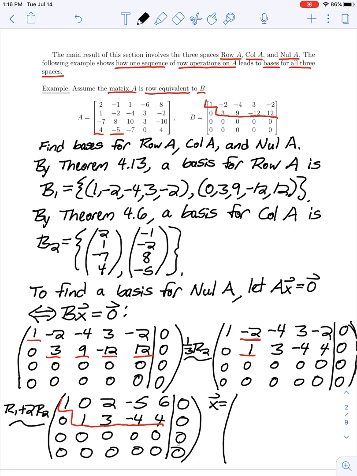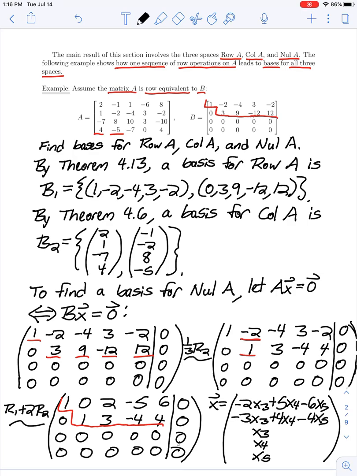x1, which using the first row of our augmented matrix, we can see is equal to negative 2x3 plus 5x4 minus 6x5, and x2, using the second row of our augmented matrix, we can see is equal to negative 3x3 plus 4x4 minus 4x5, and then x3, x4, and x5 are free variables.